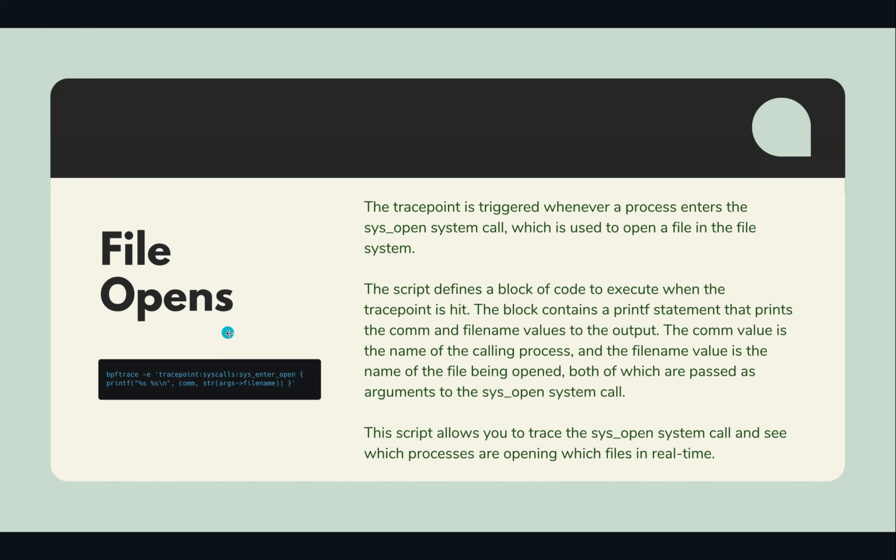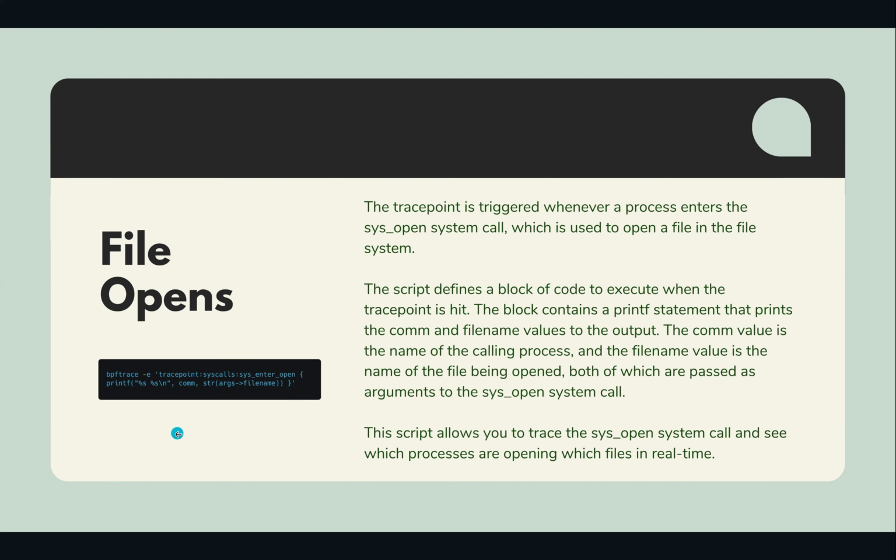Previously we saw how we could trace the commands from a bash terminal, right? Now another script, or one-liner, is how we could track when a file opens. When a file has been called or opened, generally the sys_open system call will be triggered. So the tracepoint syscalls:sys_enter_open will be triggered.